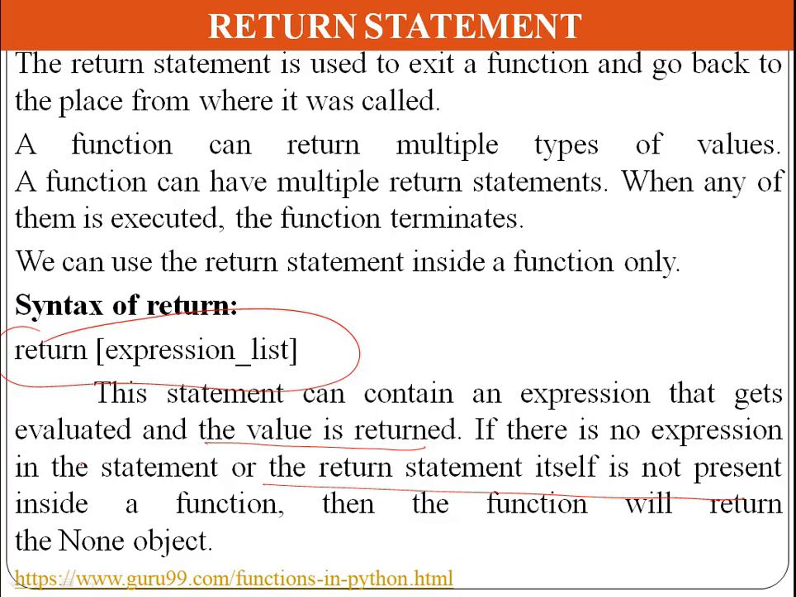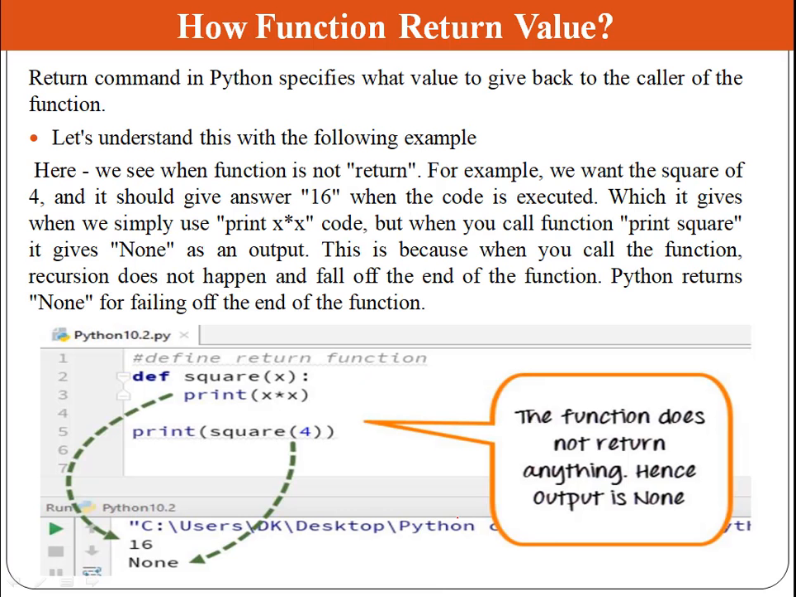How does the return value work? You can see over here that the function does not return anything. This function does not have any return statement, so it is not returning anything, right? When you are printing over here, it prints the output that is coming, that is 16. Now if you try to print square of 4, it is trying to find the return given by it, so it is not returning anything. That's why it has displayed None on the screen.